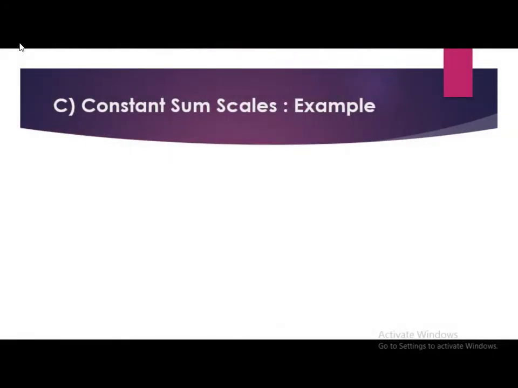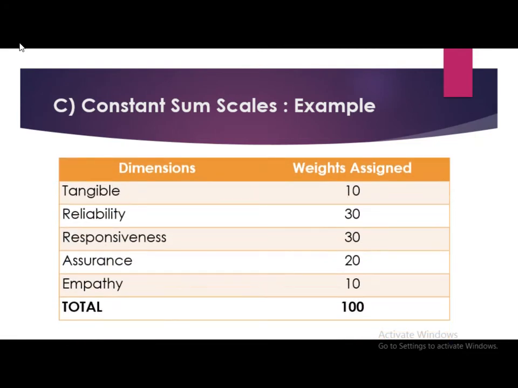So we will take one example of the constant sum scale. Consider the SERVQUAL model, that is the service quality model. Weights are assigned to the model and attributes as follows. Note that this is a famous service quality model proposed by Parasuraman, Zeithaml and Berry in 1985. Here five dimensions were considered for the study of service quality. These five dimensions are tangibles, reliability, responsiveness, assurance, and empathy.